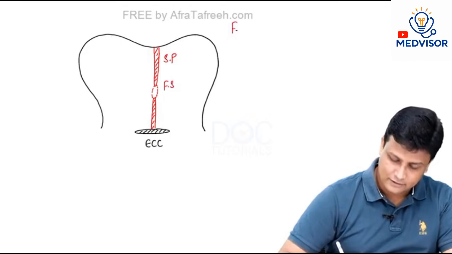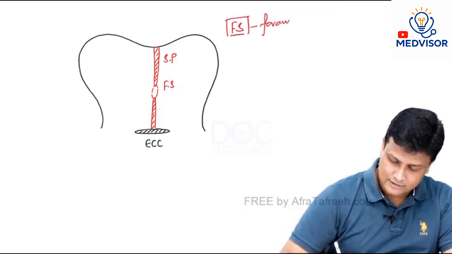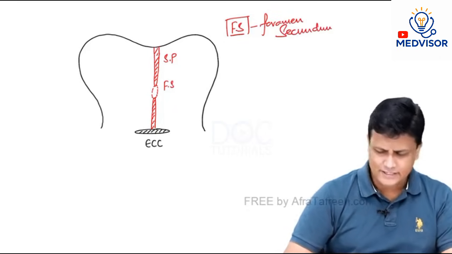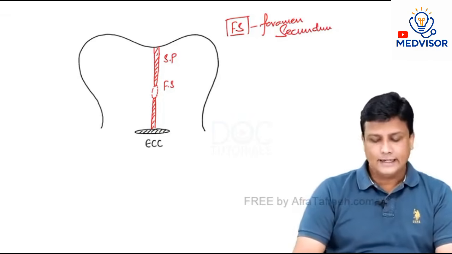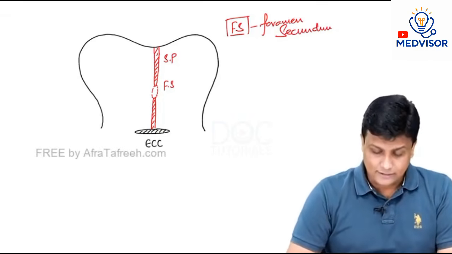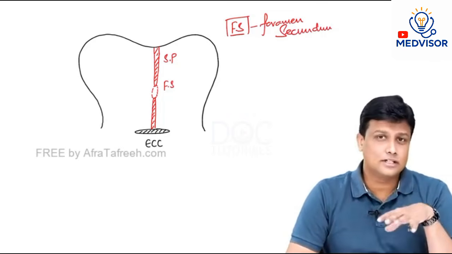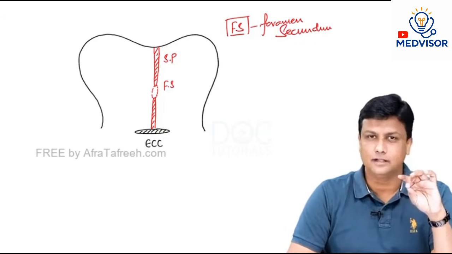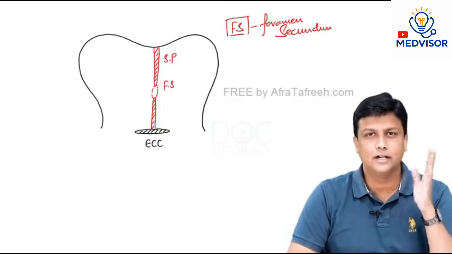So FS here stands for foramen secundum. Of course, the second one, primum the first one, and secundum the second one, foramen secundum. So what is the confusion among the students is that foramen primum and foramen secundum, both of them are present in which septum only?